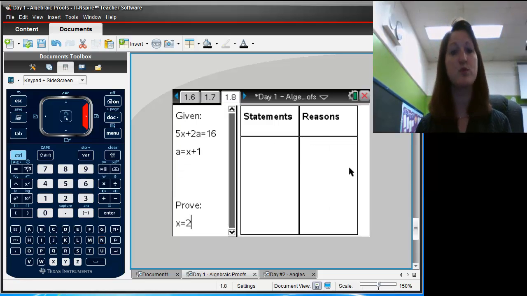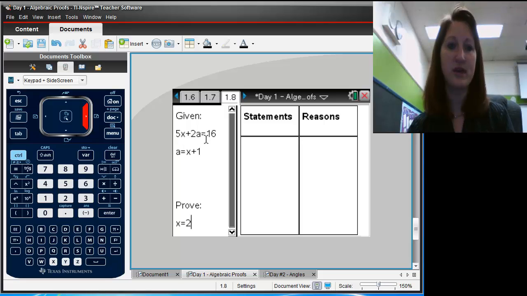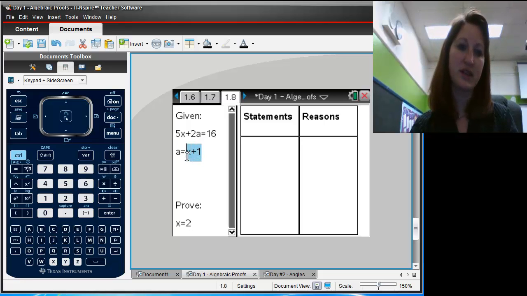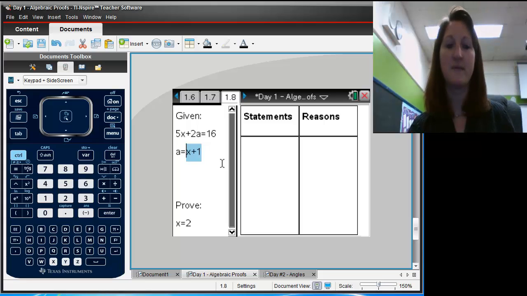Alright, next one, we have 2 equations. 5x plus 2a equals 16 and a equals x plus 1. We want to prove x equals 2. Well, the first thing that we're going to do here is take this, x plus 1, and plug it into the equation above it wherever we see a.